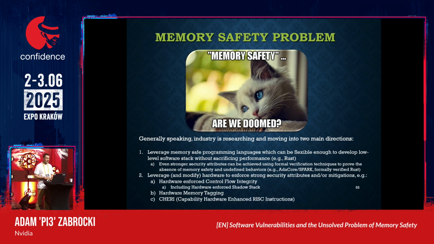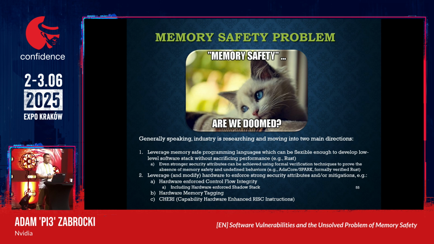And the second trend which we can see in the industry is to leverage and modify the hardware to enforce strong security attributes or mitigations in the software. The reason why? Because over a couple of decades of research, we actually learned that pure software mitigation failed. There are always ways; people start to play cat and mouse games. We patch something, they find a different way to bypass it, they find something, we patch it, and so forth. 2-3 decades of research, and we still couldn't find any way to stop such exploitability.